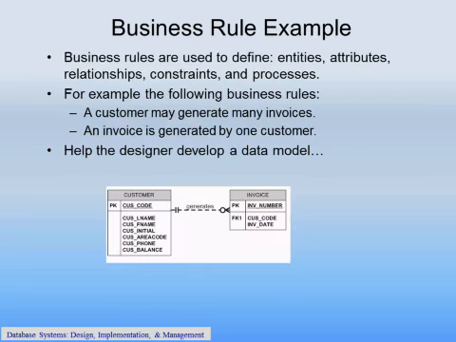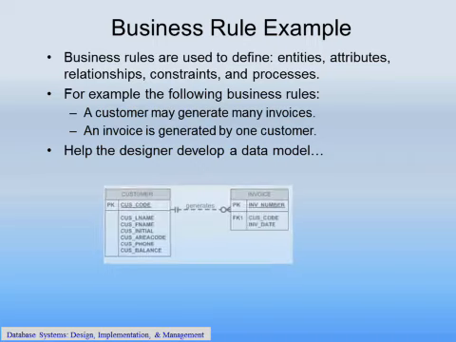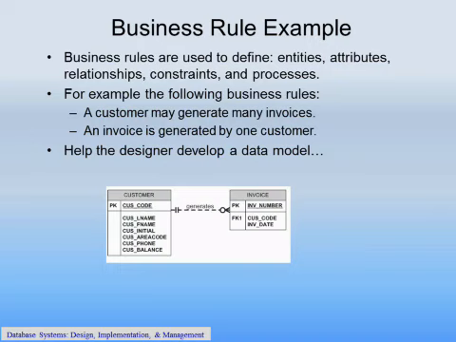Business rules help us identify entities, attributes, relationships, constraints, and processes. Consider the business rules: a customer may generate many invoices, and an invoice is generated by one customer. These rules help us establish the entities, customer and invoice, and the relationship may generate or is generated by. As additional business rules are written for customer and invoice, you'll see the emergence of more attributes, entities, and relationships.